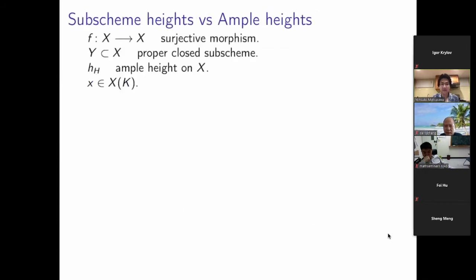Okay, so let me propose a question on subscheme versus ample height function in the context of arithmetic dynamics. This is our setting. f is a surjective morphism on the projective variety X. Y is a proper closed subscheme, so Y can be a Cartier divisor. And h sub H is a fixed ample height function on X, so H is an ample divisor on X, and this is a height function on X. And take a rational point on X.